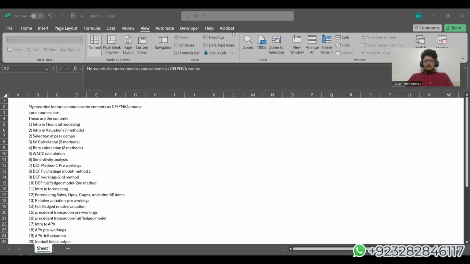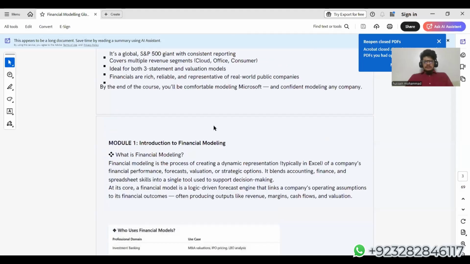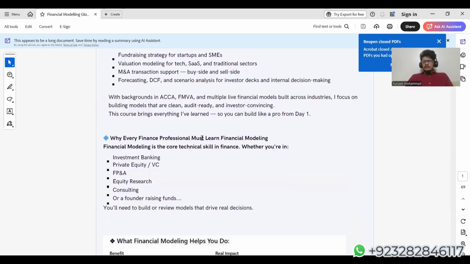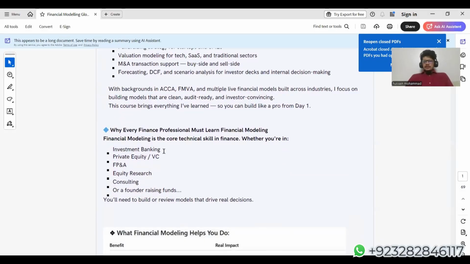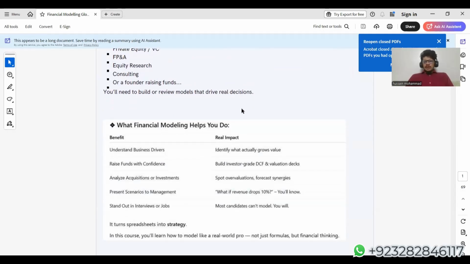I gave you a brief introduction about myself, the types of financial models, and the key components of financial models. We were going through these notes that I had made, where I explained why it is important to learn financial modeling, and in which fields it is used: investment banking, private equity, venture capital, FP&A, equity research, consulting, or even if a founder is raising funds for his own startup, or you are doing startup consulting on Upwork or other freelance platforms. It's very important to learn financial modeling.